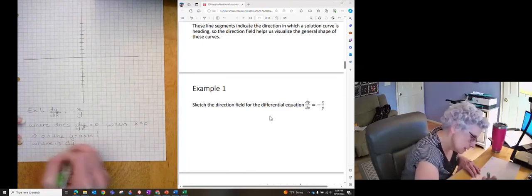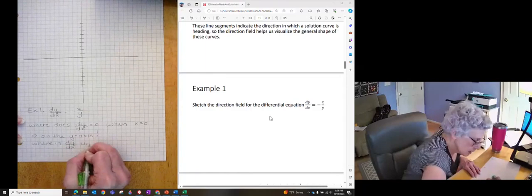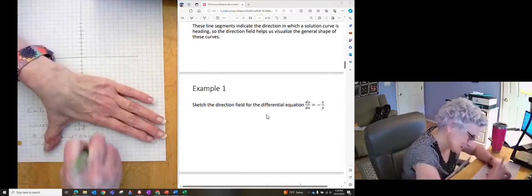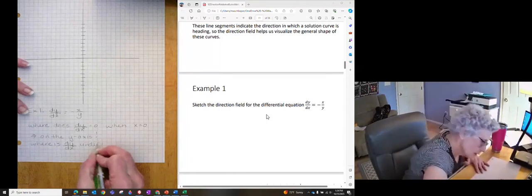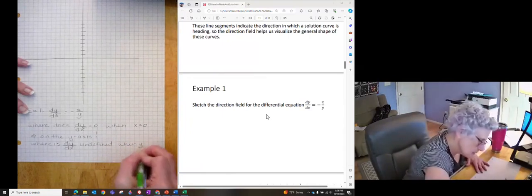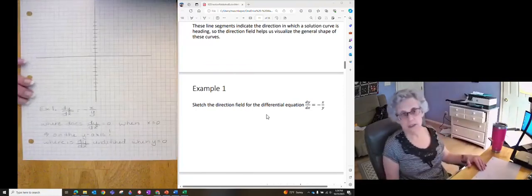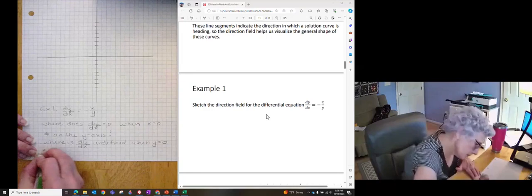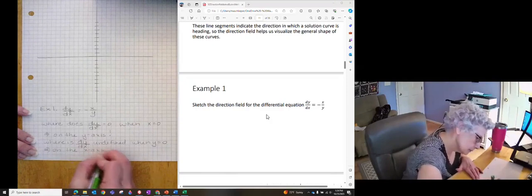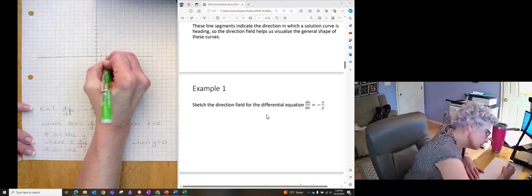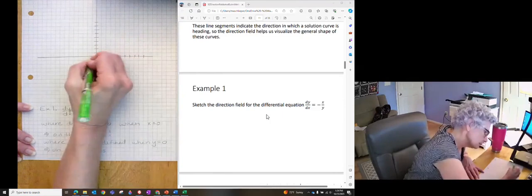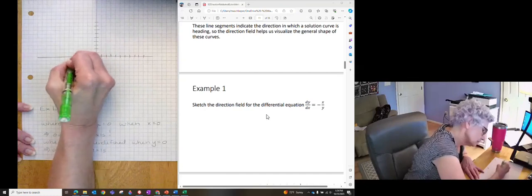Now, where would my vertical tangent lines be? Where is dy/dx undefined? Well, that's when the denominator equals 0. So when y is equal to 0, oh, that's the x-axis. So I'll draw vertical lines all along the x-axis.